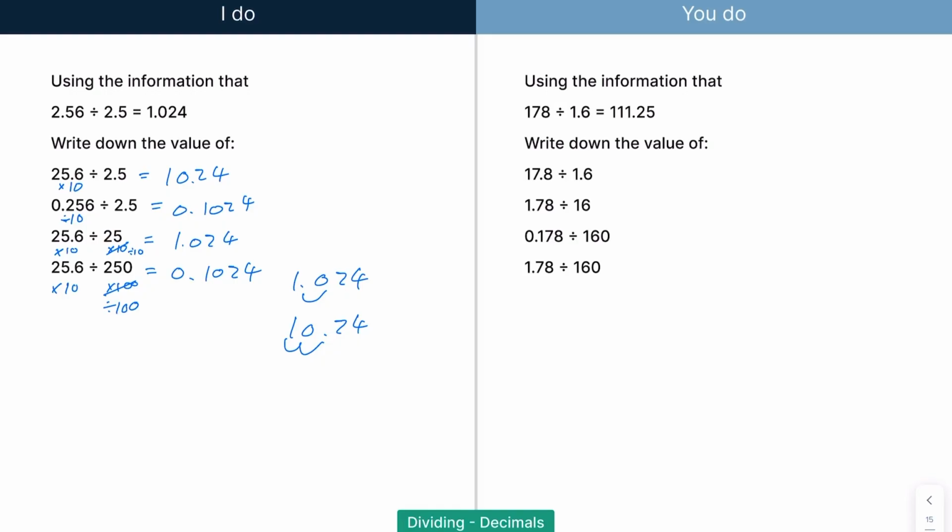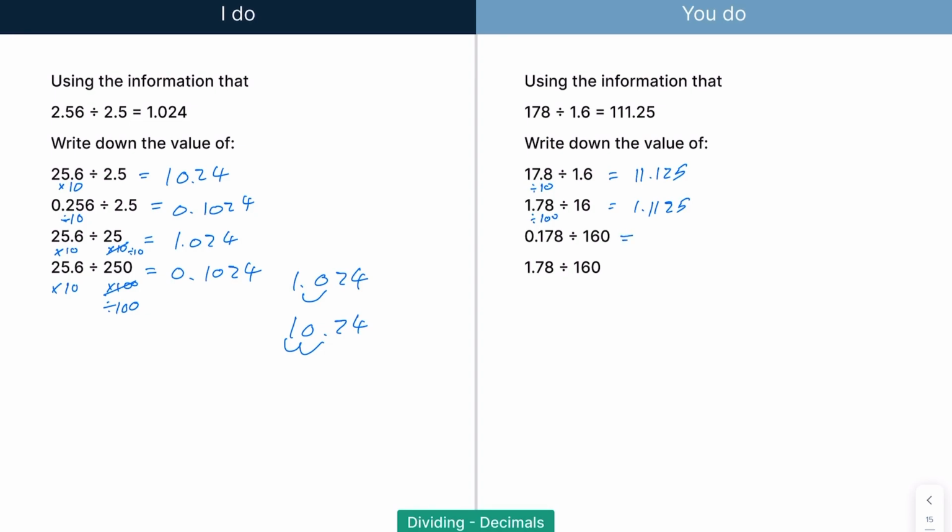Now, hopefully, you've pressed pause and had a go at the example on the right. So again, write down what's different. So this has been divided by 10. Okay, so the answer just divides by 10. So this case is quite straightforward. In this one, it has been divided by 100. So I just divide by 100. Hop the decimal twice to the left.